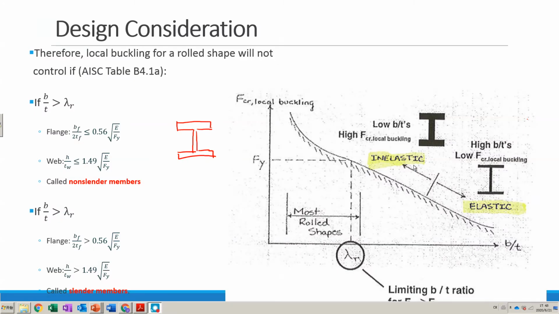Okay. So with that being said, if you want to know whether the member you want to choose is a slender member or a non-slender member, then you have to check the width to thickness ratio for the flange and the web. You have to go through a series of calculations, right? To calculate the limit and find the width to thickness ratio from the table, from Table 1. Alright, but there is a much easier way to figure out if local buckling would be controlling, if the shape has Fy of 50 ksi.